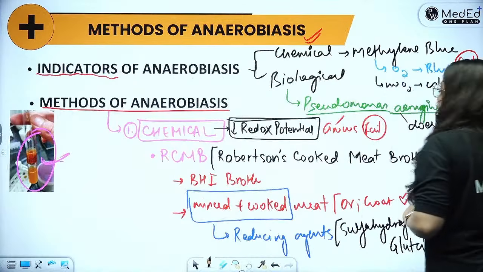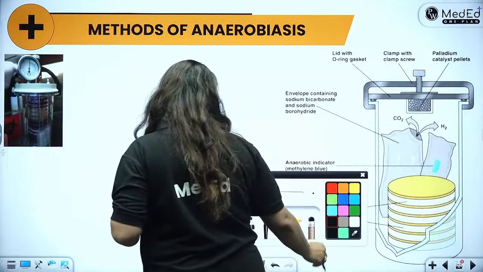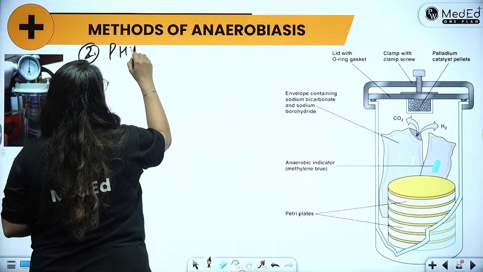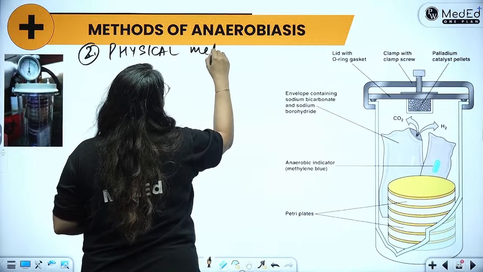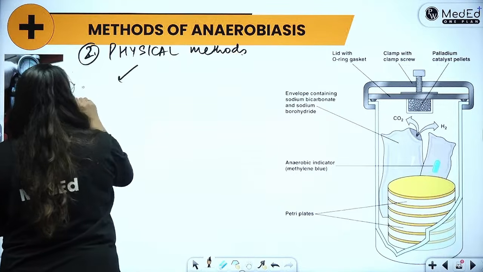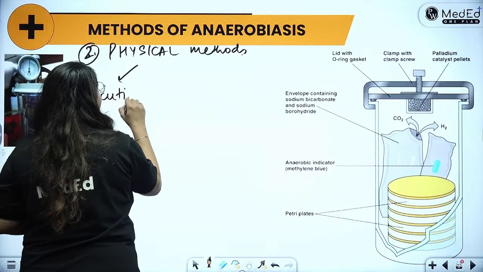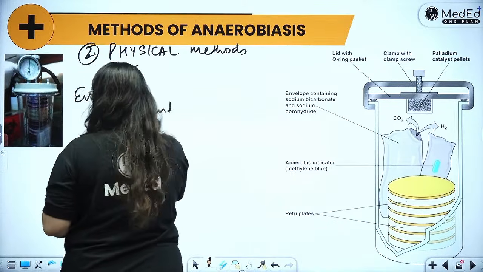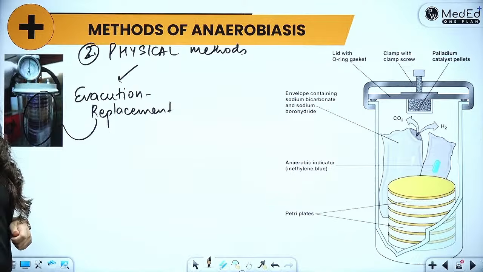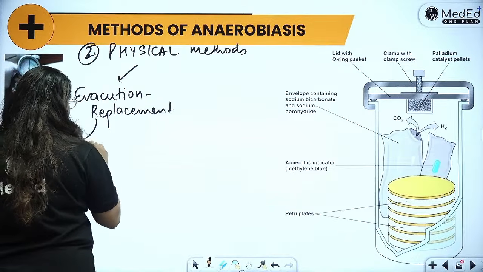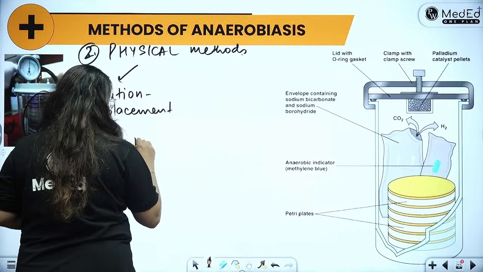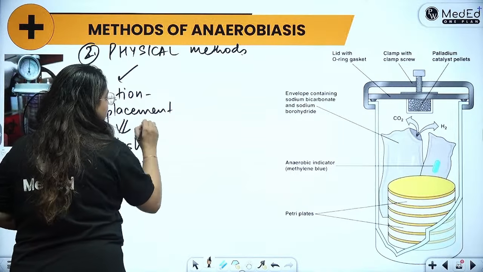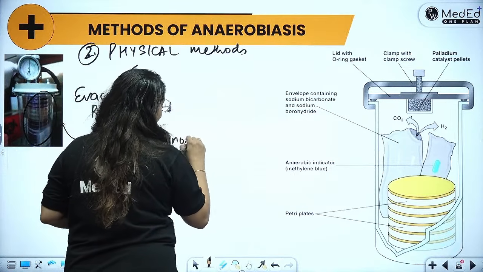Out of the physical methods which can be used, you have the oxygen absorption and so the second is of course the physical methods. So either you can do evacuation and replacement. What is evacuation and replacement? You are evacuating the entire air from a jar. So what is the jar I am using? This jar over here which has all of these Petri plates put inside. The jar that I am using is the Macintosh Fields jar.